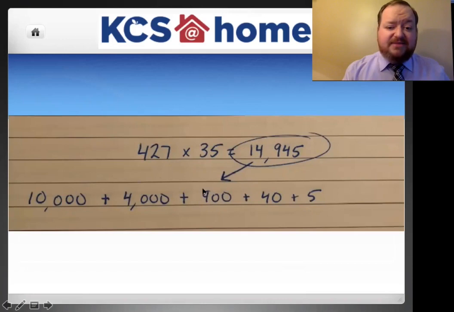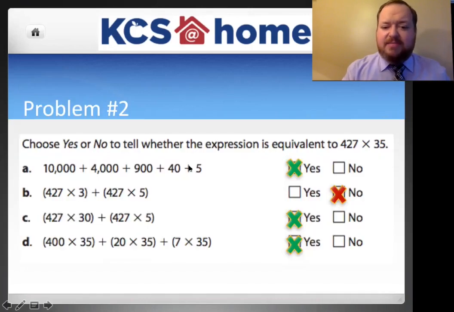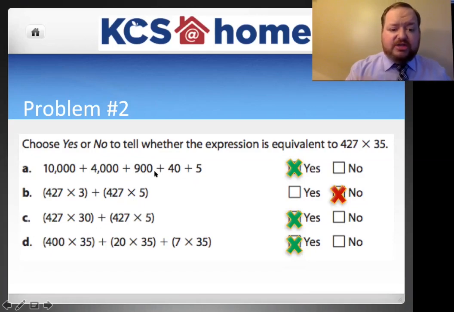And so yes, the value of 10,000 plus 4,000 plus 900 plus 40 and 5, the sum there, is equivalent to 427 times 35. In letters C and D, they showed you how to break it apart to multiply. In letter A, they took the answer, the product, and busted it apart in expanded form. So A, C, and D are all equivalent to 427 times 35.